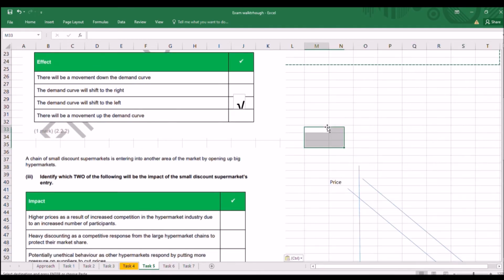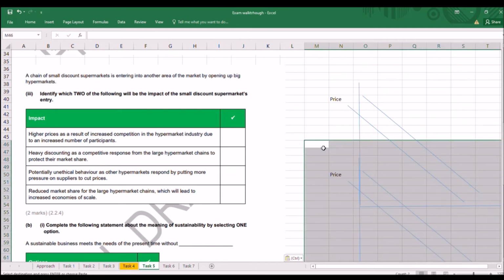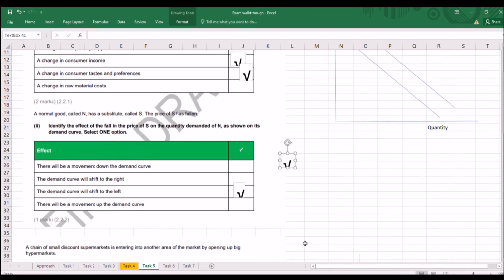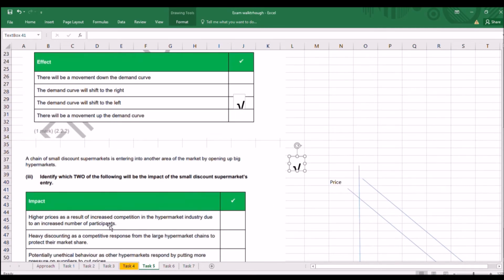Yep. Okay. So again, we're into substitute goods in a normal good demand, right? Okay. So higher prices as a result of increased competition in the hypermarket industry due to increased number of prices. Well, it's not going to be higher prices. Now there's going to be lower prices. So it's not going to be that one. Okay. So it won't be that one.